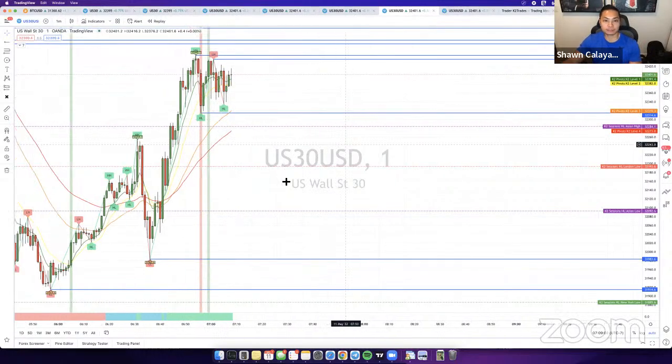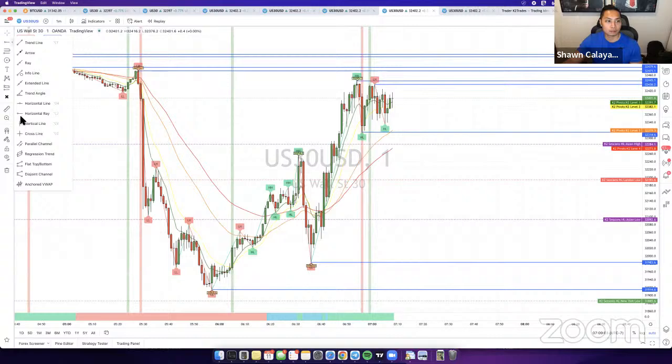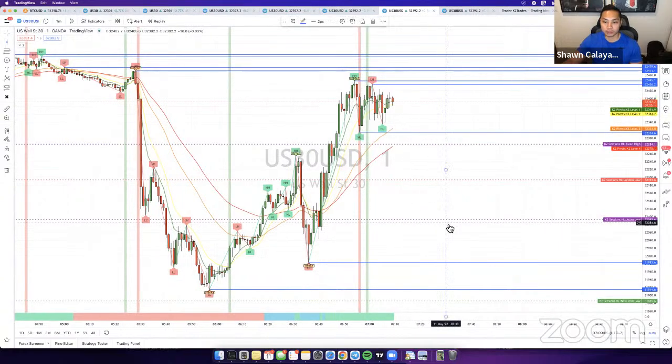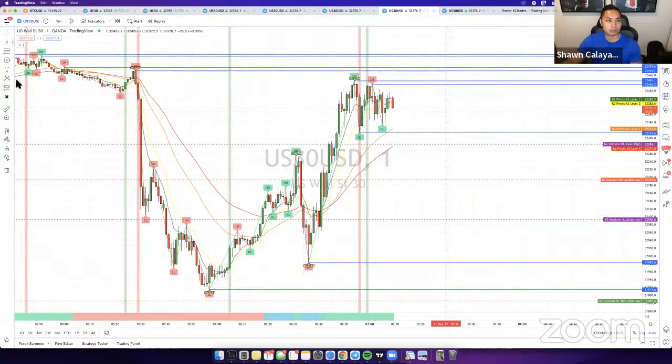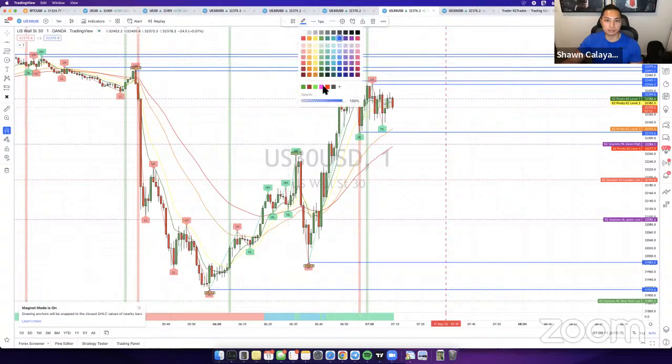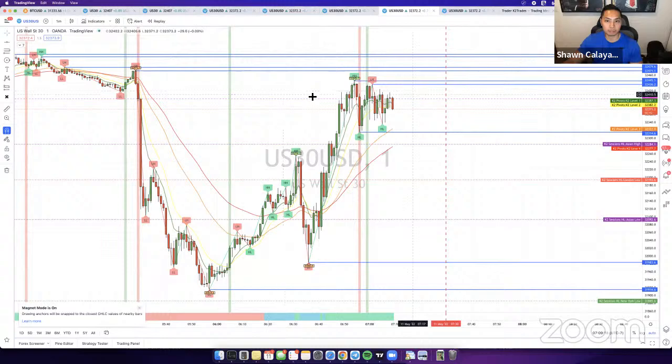I'm gonna have to mark up news right here at 7:30. Also mark up news price over here. Price is actually bouncing around news price, as you guys can see. It's 5:30. The price is literally just around news price.